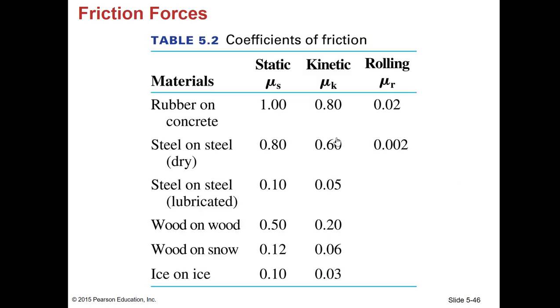Here are some values. We're not going to be talking about rolling friction in this class, but rubber on concrete, it's 1, coefficient of static friction here. For kinetic friction, 0.8, so it's always lower. Kinetic friction is always lower. So this goes to the idea, if you try to push something, it's hard to get it moving, but once you get it moving, you can generally keep it moving. That's because kinetic friction is less than static friction.